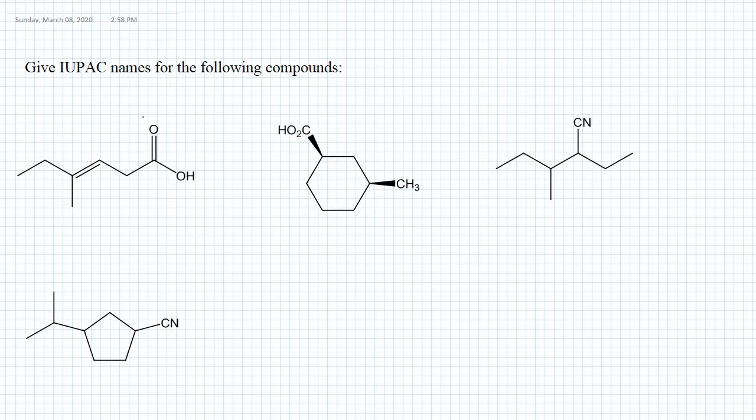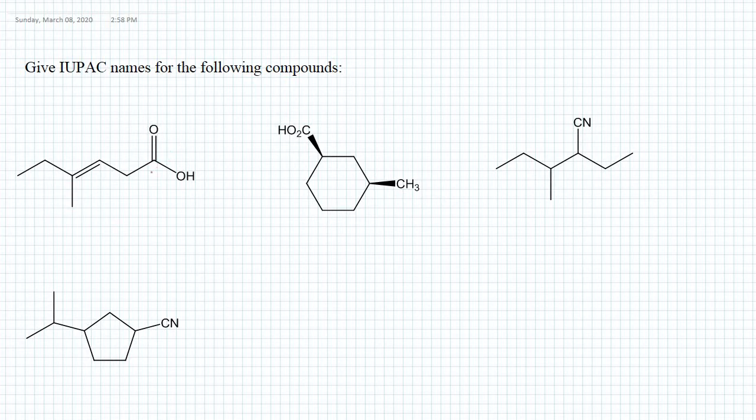The first one, if you look at the functionalities, has a carboxylic acid functionality and an alkene functionality. When you have an alkene functionality, you need to decide whether it's a cis, trans, or E or Z alkene. If you look at this particular alkene, we have 3 substituents, so we have to use the EZ system. But before that, let's number the longest chain for the carboxylic acid. Then let's start naming it.